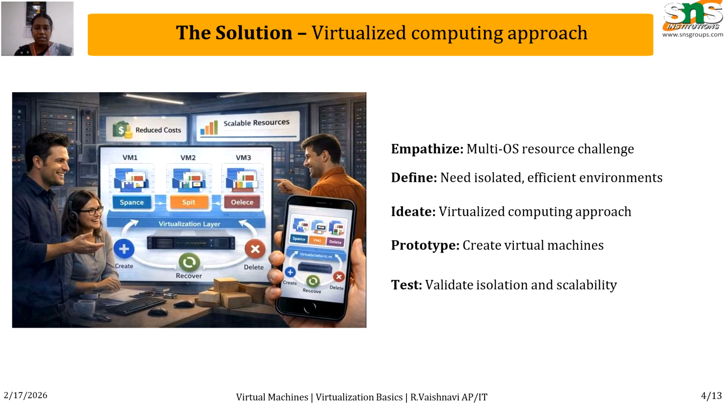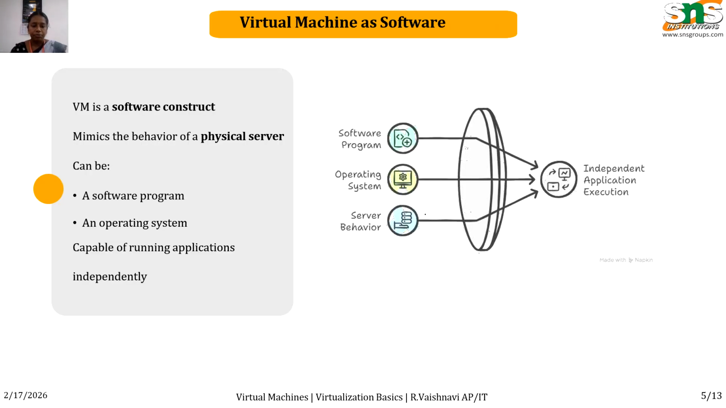So we have the 5 stages. First stage is empathize. In empathize, we find the multiple OS resource challenges. Second stage is the define stage. Here we need an isolated, efficient environment. Third stage is the ideate stage. Here we find the solution as a virtualized computing approach. Fourth one is prototype. Here we create the virtual machines. Fifth stage is the testing stage. Here we have to validate the isolation and the scalability.